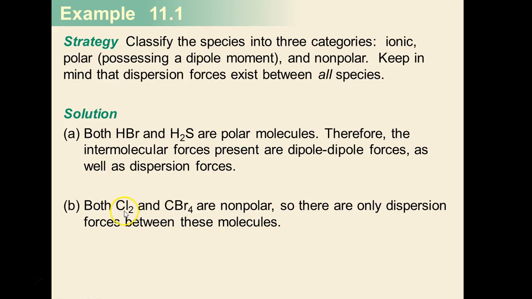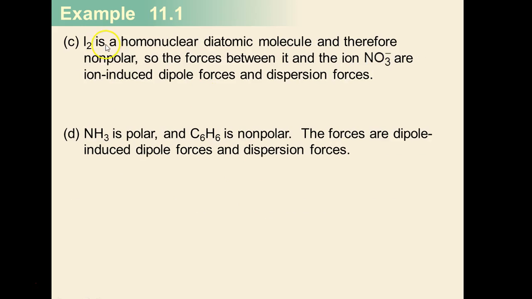In the case of B, diatomic chlorine and carbon tetrabromide, those are both nonpolar. So the only thing that they can exhibit in terms of force between their molecules is the dispersion force. In part C, I2 is a homonuclear diatomic. It's nonpolar, but the nitrate ion is an ion. So you can have an ion-induced dipole as well as dispersion forces.